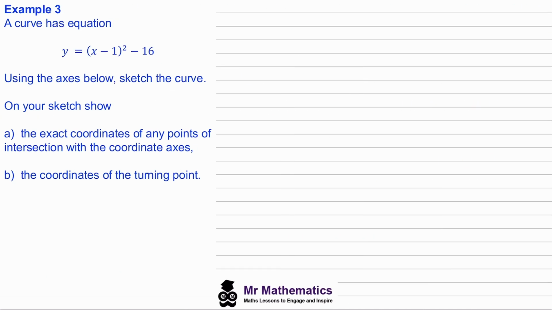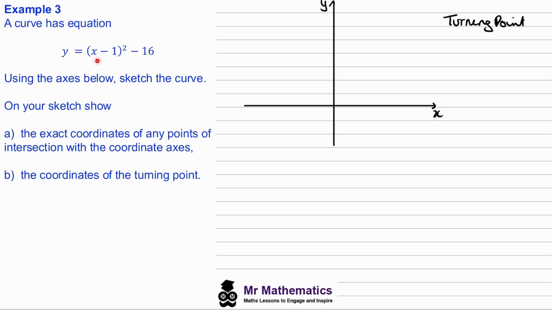So in example 3, we're given the equation for y in completed square form. Do you want to try and sketch this quadratic? Again, showing where it intersects with coordinate axes and the coordinates of a turning point. If we sketch the graph, we'll begin with the turning point. This will be when x minus 1 squared is the minimum, which is 0. So x will equal +1. And when this does equal 0, y will be -16. So we'll plot that about here.